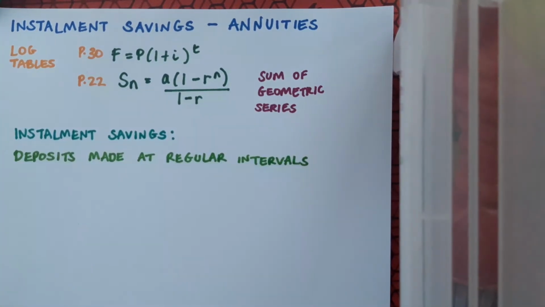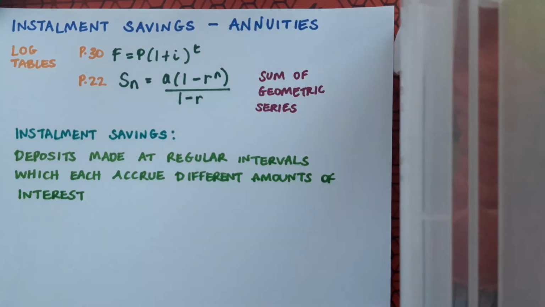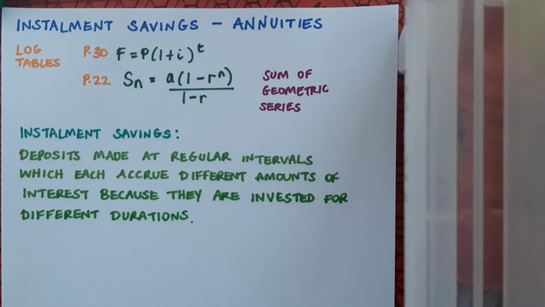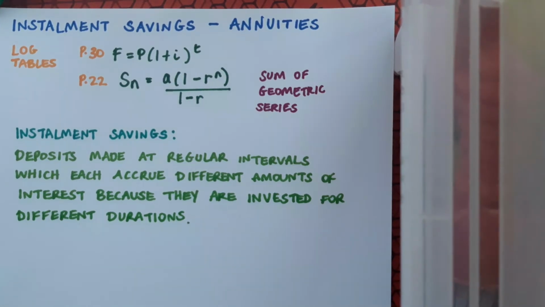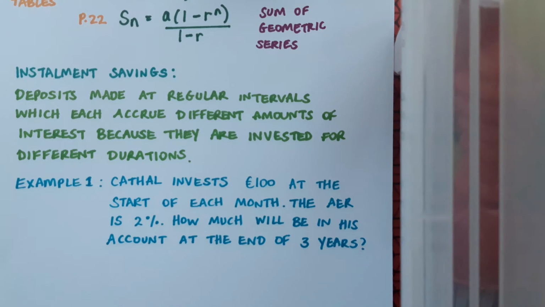So instalment savings involve deposits made at regular intervals, which each accrue different amounts of interest because they're invested for different durations. So for example, I deposit a certain amount every month with a particular endpoint in sight. So let's look at an example. So Cathal invests €100 at the start of each month. The AER is 2%. How much will be in his account at the end of 3 years?